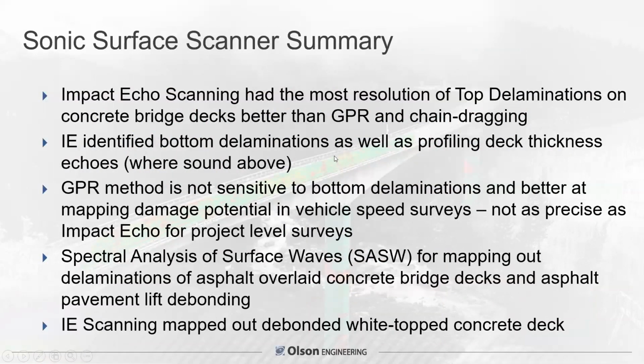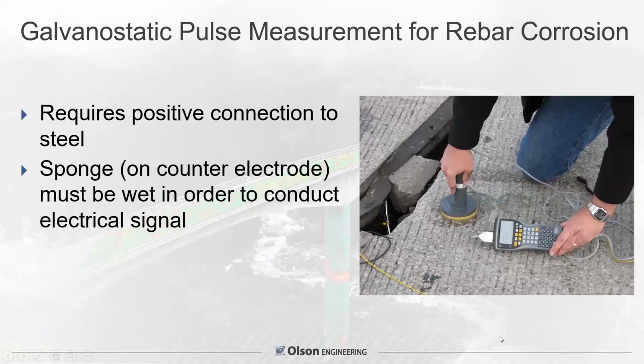It had very good resolution. Impact echo scanning is very accurate for project level projects where you have traffic control anyhow. It's better than GPR and chain dragging. Found bottom delaminations where there was not a top one present. Profiled the deck thickness. And surface waves used for mapping out delaminations, the asphalt overlaid concrete bridge decks, and impact echo scanning mapped out the debonded white top concrete deck.